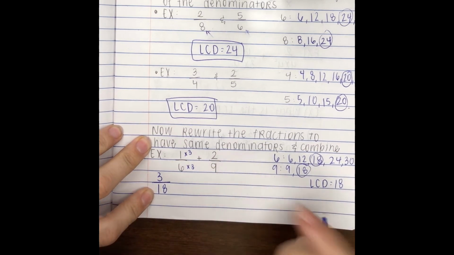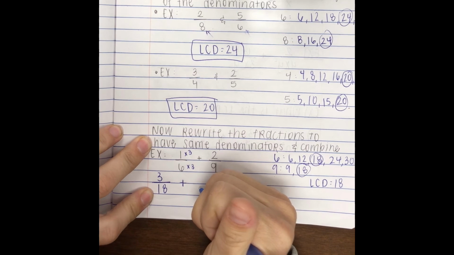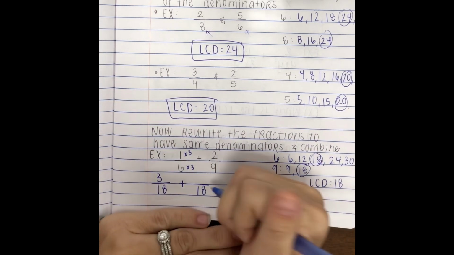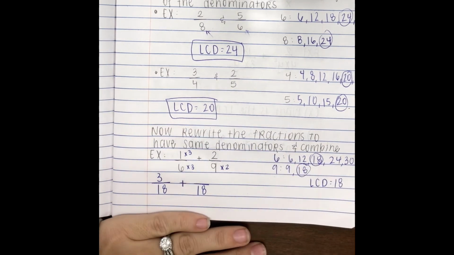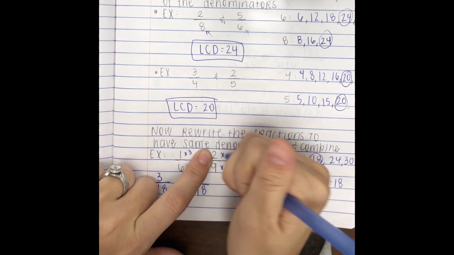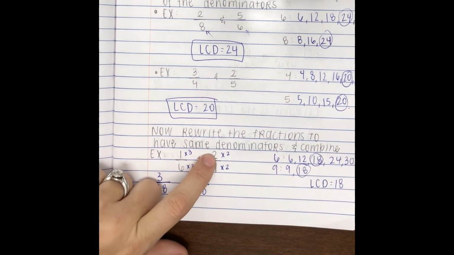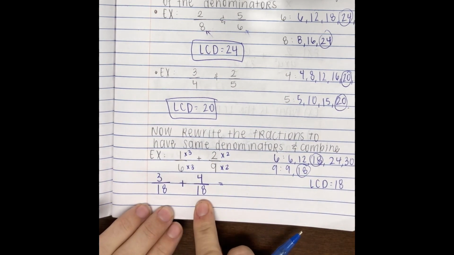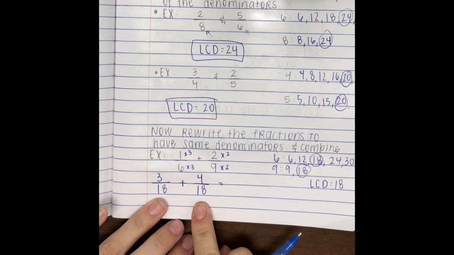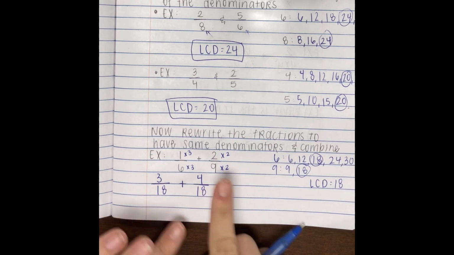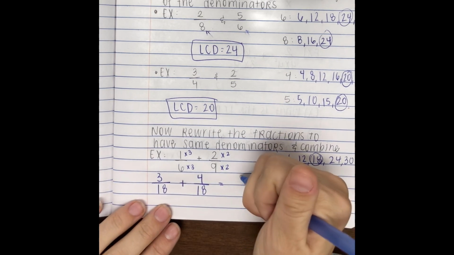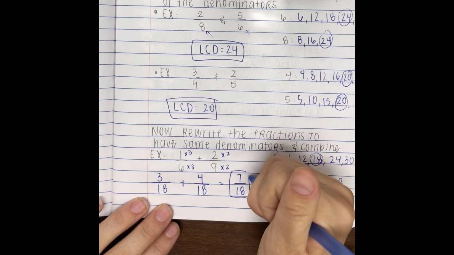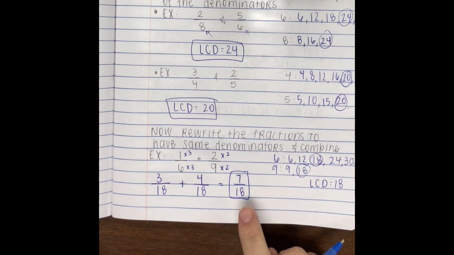I'm gonna do the same thing, but for 9. So to make 9 become 18, it was our second multiple, so we had to do times 2. And we do that same thing times 2 to the top. 2 times 2 is 4. So now I've rewritten them to have the same common denominator. And now I can combine. So 3 plus 4 is 7 over 18, which can't simplify, so that is our answer.